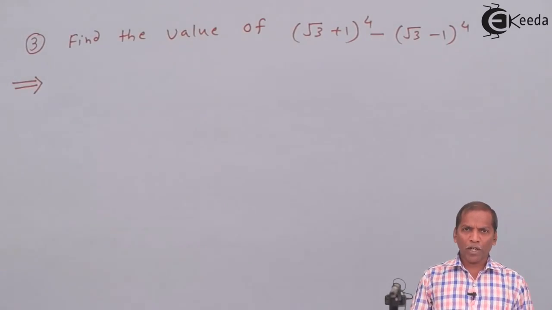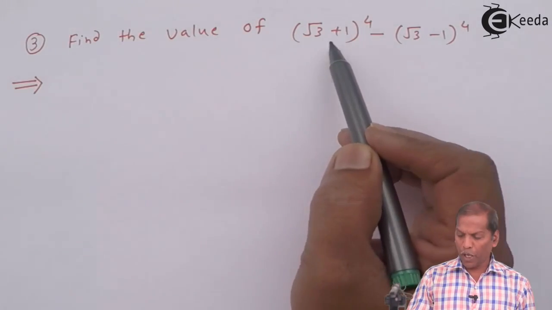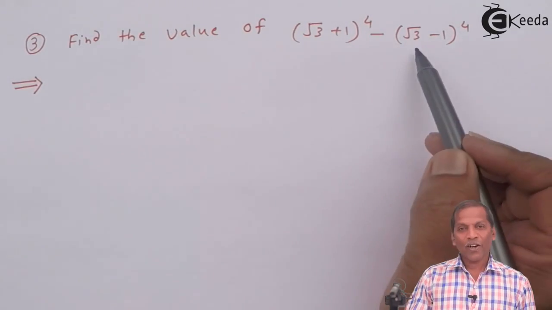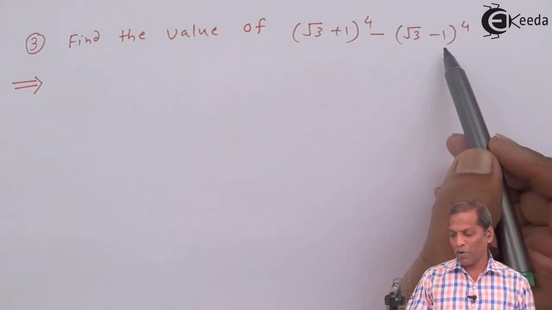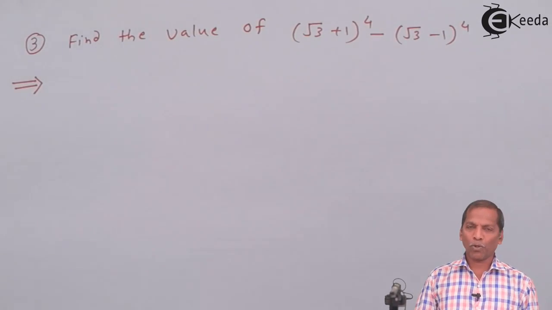The problem number 3 is: find the value of (root 3 plus 1) whole bracket raised 4 minus (root 3 minus 1) whole bracket raised 4. Now let's see the solution. The solution is quite simple.